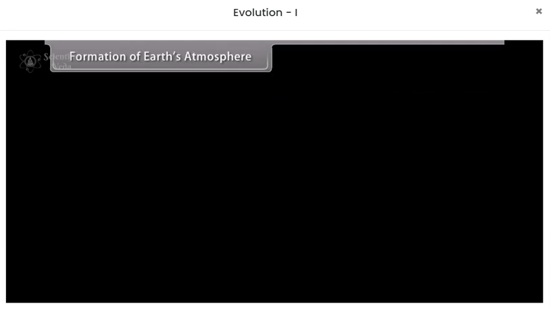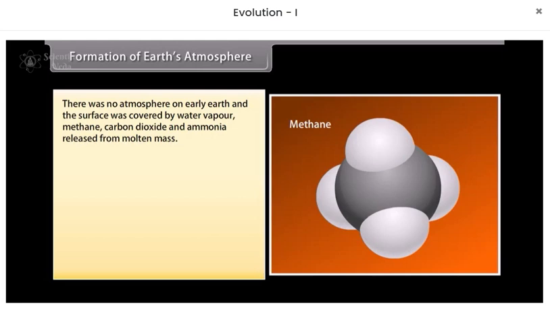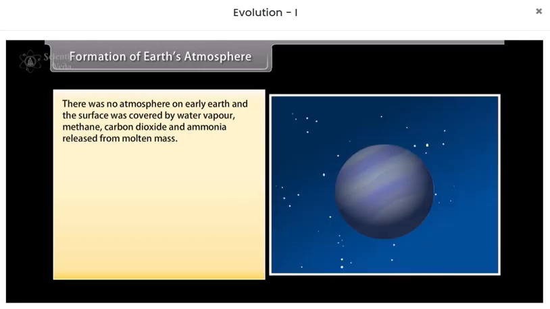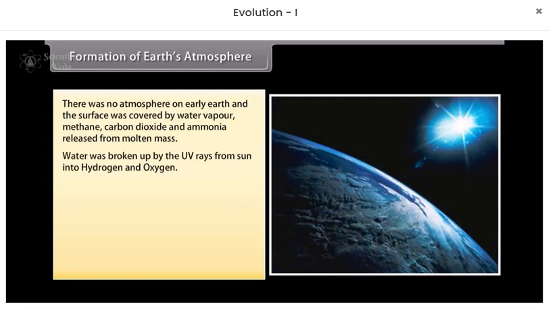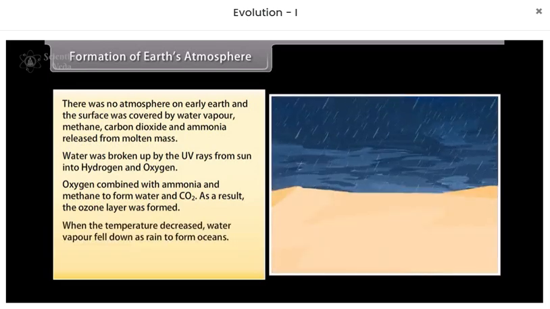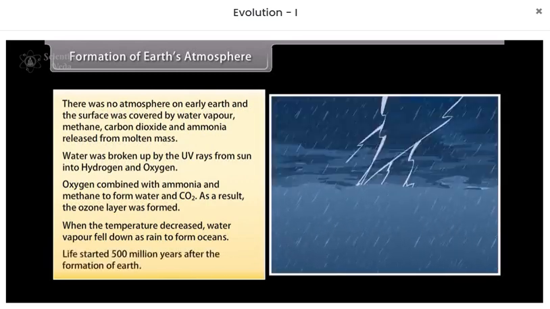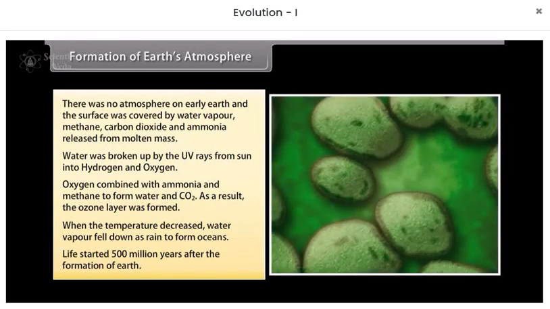Formation of Earth's atmosphere. There was no atmosphere on early Earth. The surface of Earth was covered by water vapor, methane, carbon dioxide, and ammonia released from molten mass. Water was broken up by the UV rays from sun into hydrogen and oxygen. Oxygen combined with ammonia and methane to form water and CO2. As a result, the ozone layer was formed. When the temperature decreased, water vapor fell down as rain to form oceans. Life started 500 million years after the formation of Earth.